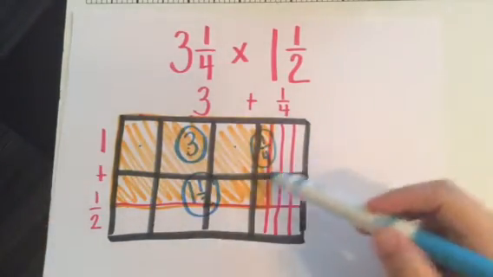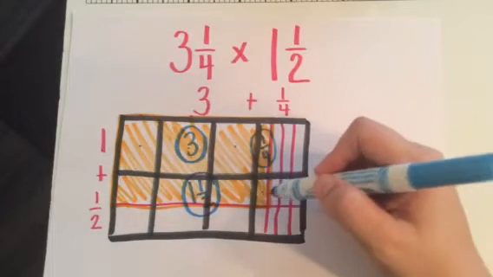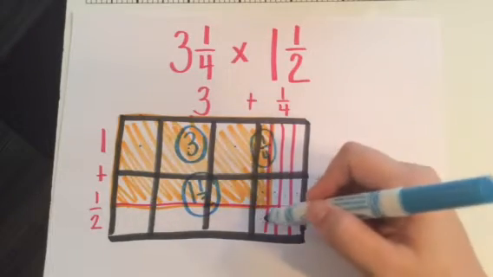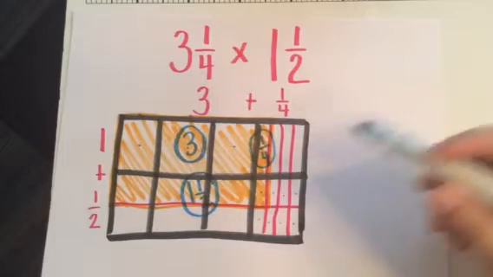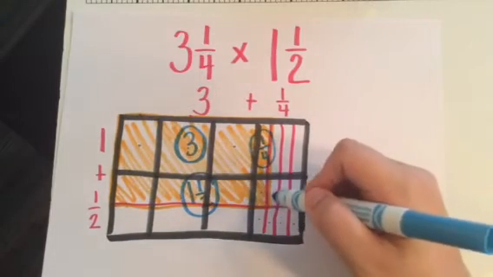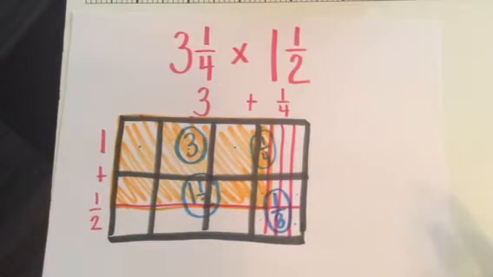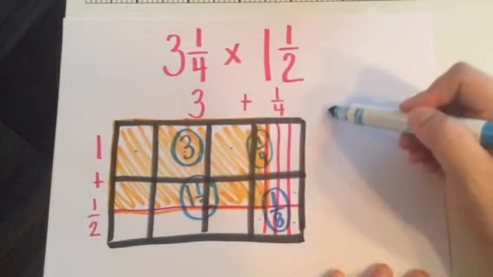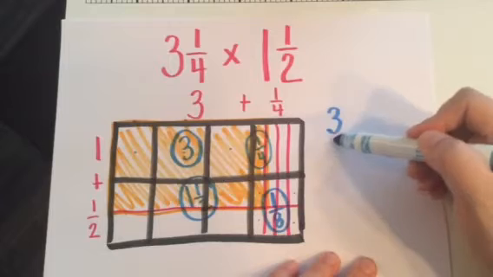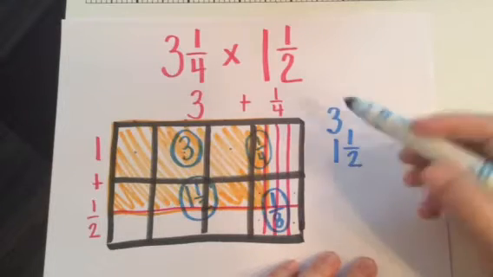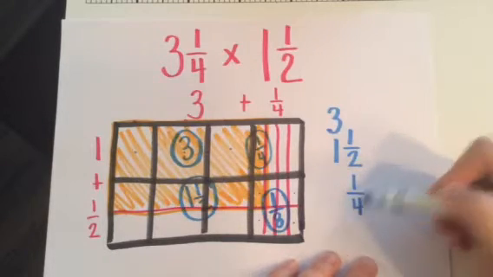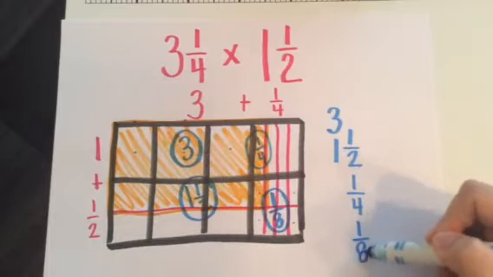And then in this last whole here, I can see that it's broken into 1, 2, 3, 4, 5, 6, 7, 8 equal parts, and one of those is shaded in, so this is 1/8. And so then now I'll just add the partial products together. So we have 3 plus 1 1/2 plus 1/4 plus 1/8.